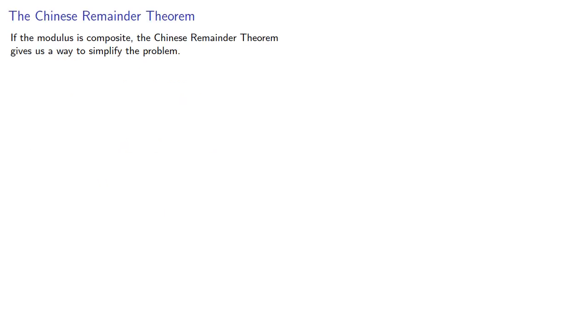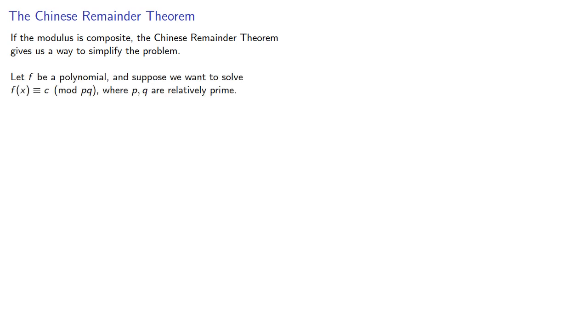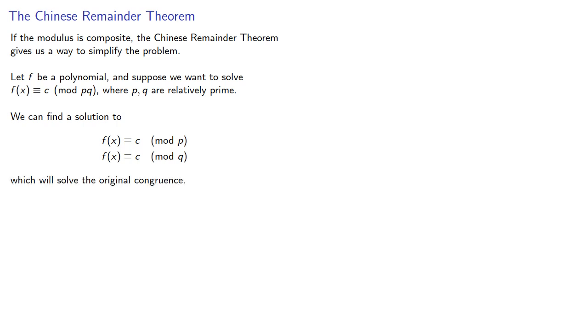If the modulus is composite, the Chinese remainder theorem does give us a way to simplify the problem. Let f be a polynomial, and suppose we want to solve f of x congruent to c mod pq, where p and q are relatively prime. We can find a solution to f of x congruent to c mod p and f of x congruent to c mod q, which will solve the original congruence.